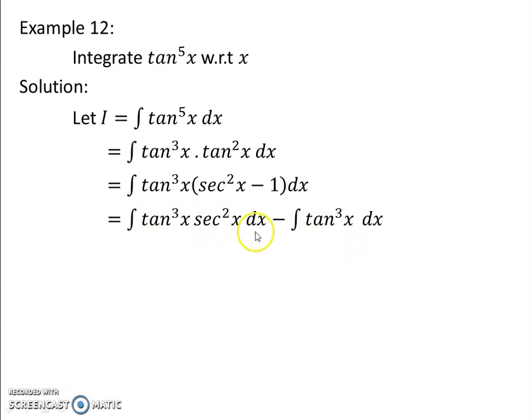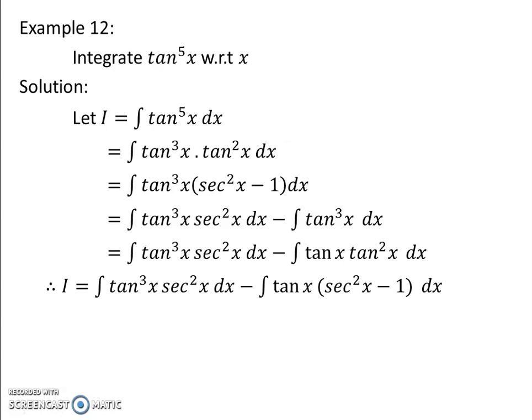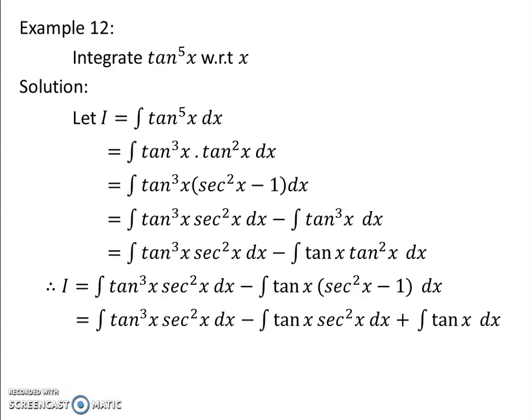This can be directly found using the formula for f(x)^n into f'(x). For the second integration, we replace tan^2 x with sec^2 x − 1. So we get the integral of tan^3 x sec^2 x dx minus this, and simplifying, this is the final answer. Thank you very much.